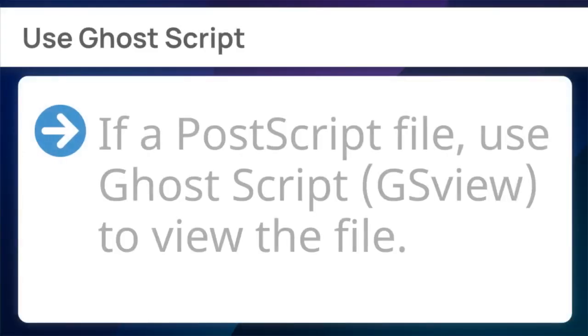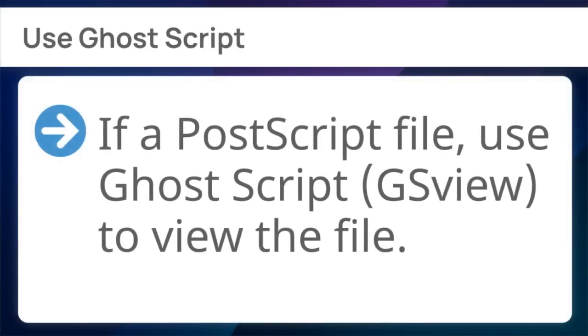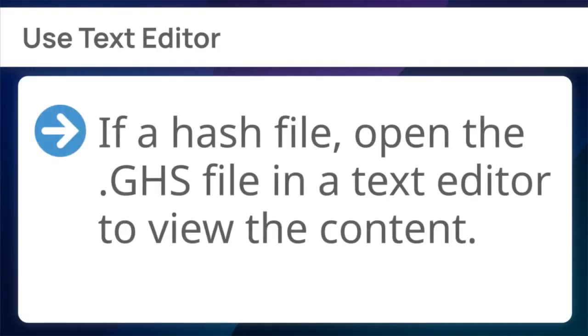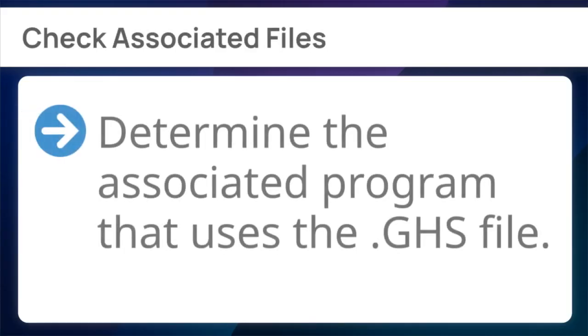First, use GhostScript. If a PostScript file, use GhostScript GSView to view the file. Next, use Text Editor. If a hash file, open the .jhs file in a text editor to view the content. Finally, check Associated Files. Determine the associated program that uses the GHS file.